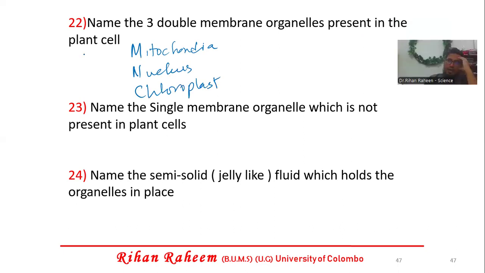If they ask the animal cell, you can't put chloroplast because chloroplast is only present in plant. But mitochondria present in both plant and animal. Nucleus also animal and plants.